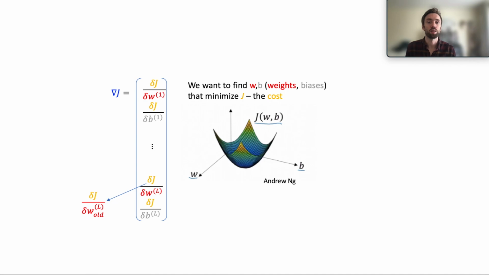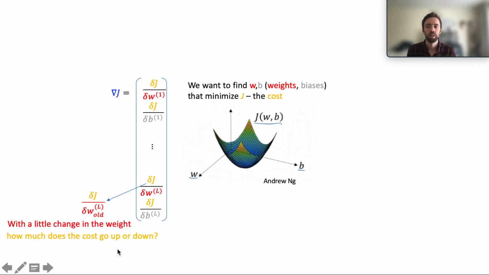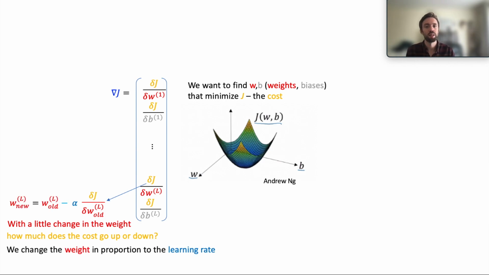So let's start by just focusing on one particular element of this gradient, del J, del W. If we calculate this, we'll know if we have a little change in this weight, WL, how much does the cost go up or down? And we can use this to update the weights, wherein we change the weight in proportion to the learning rate so that we move down this function towards lower cost.